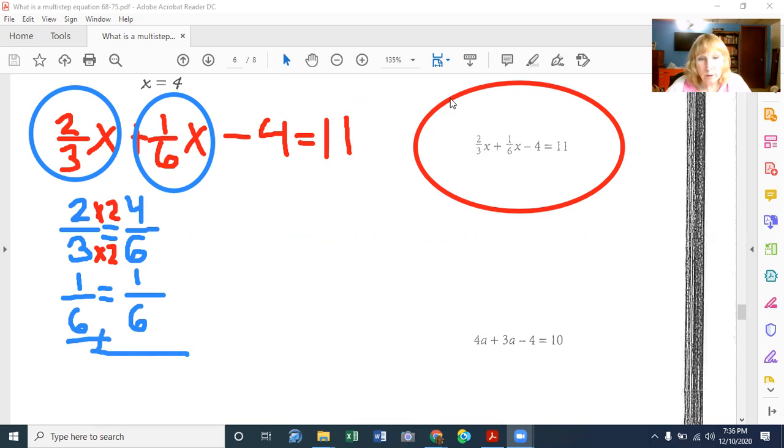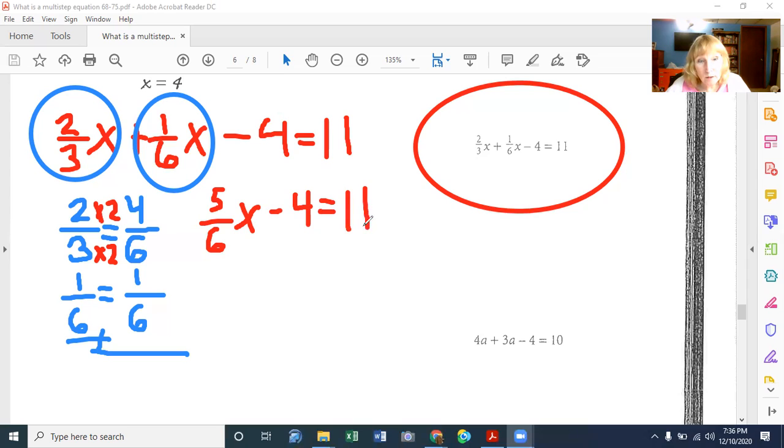So now I can go back to my equation, and I know that I have 5/6 x, because I combined them. Remember, it's not x squared. That's only if you multiply. We have a plus sign in between there, so it's adding. So 5/6x minus 4 equals 11.